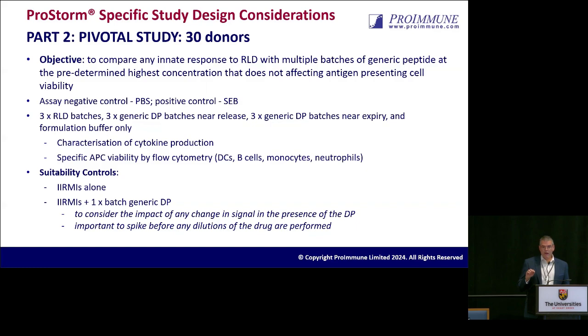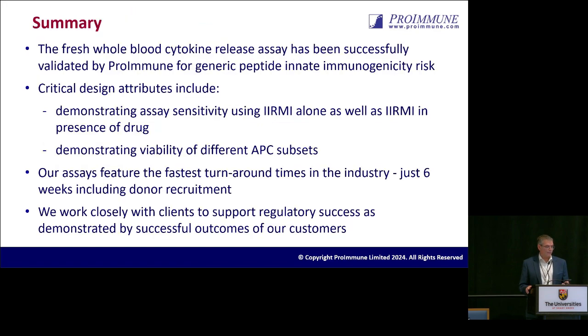But this is the assay where we also run the ERMIs as well. So the ERMIs is run alone, but also the ERMIs in the presence of just a single batch of your generic drug product. So that's important to have those two because we can then consider the impact of any change in signal in the presence of the drug product. And then from a technical point of view, it's also really important to understand that you need to spike the ERMIs into the drug product before any dilutions of the drug are performed, because you don't want to have any effects of the dilution then coming through into the assay. So do your spiking ahead of that.